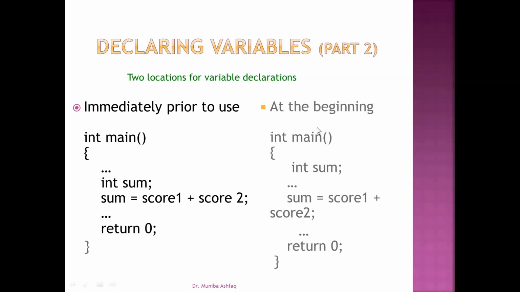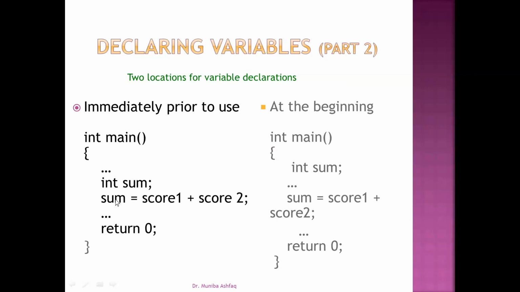In the second example, we can declare these variables at the beginning. So in the beginning, we declare all the variables, and these are the remaining part of the program. And then we have used these variables in our program. So both the examples are correct. We just have to remember that we have to declare them before use.